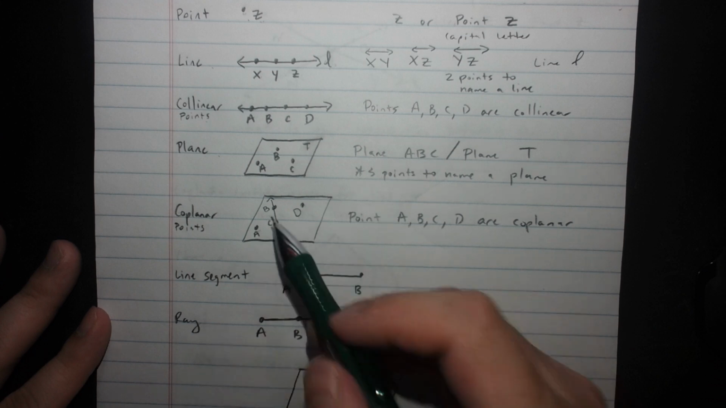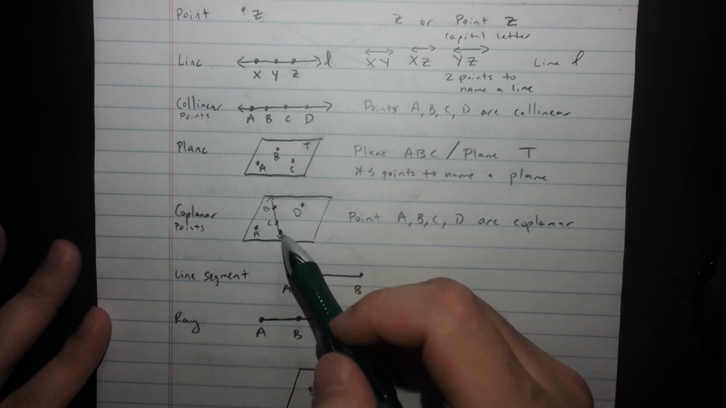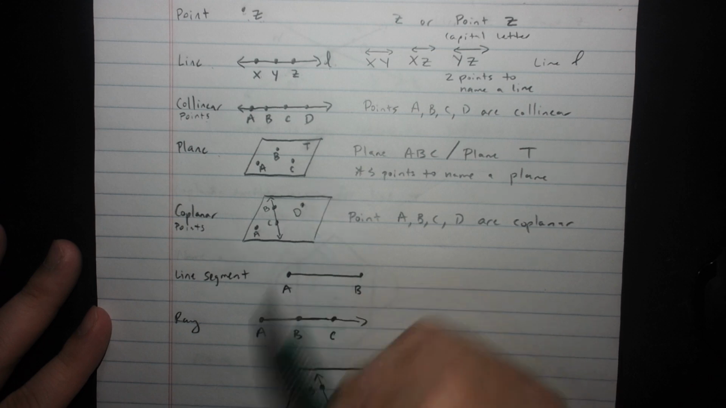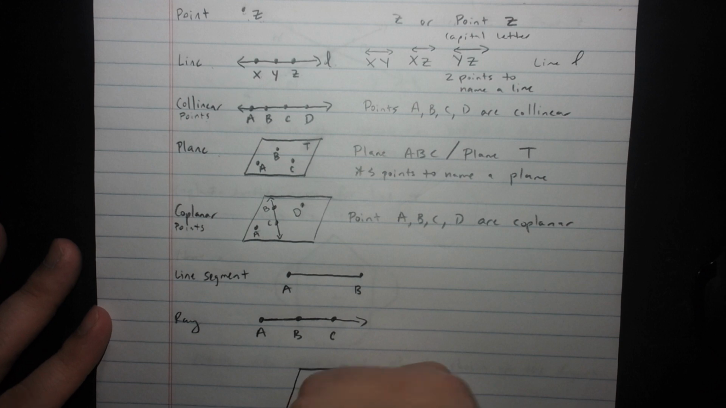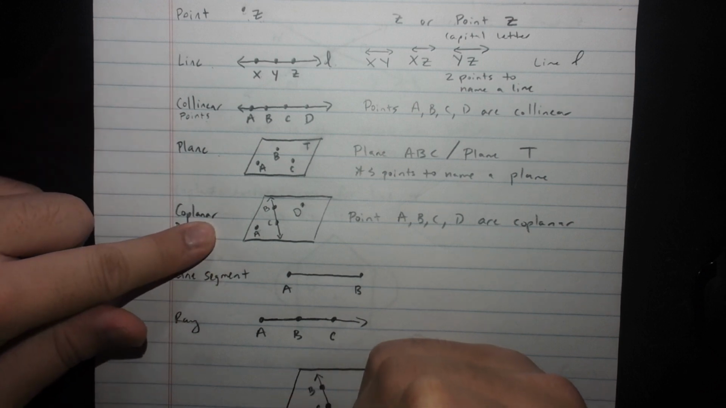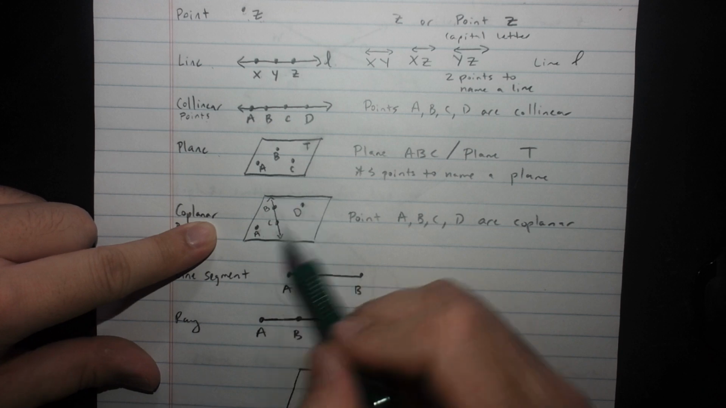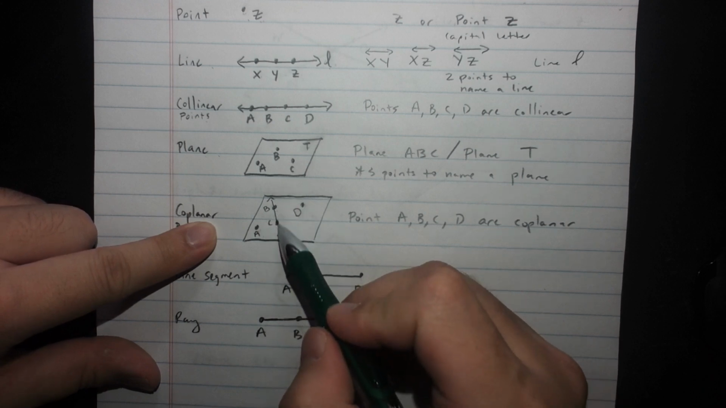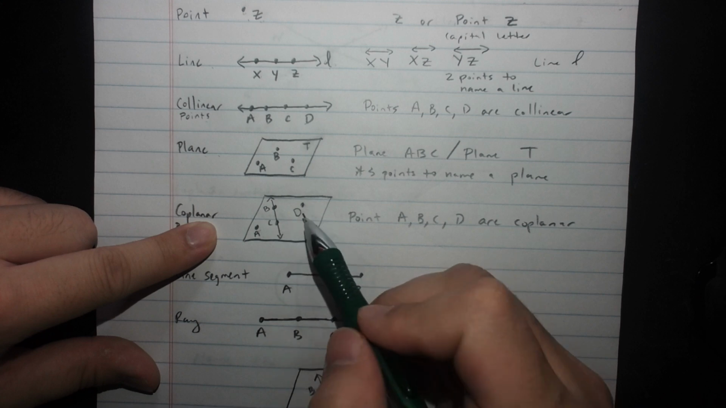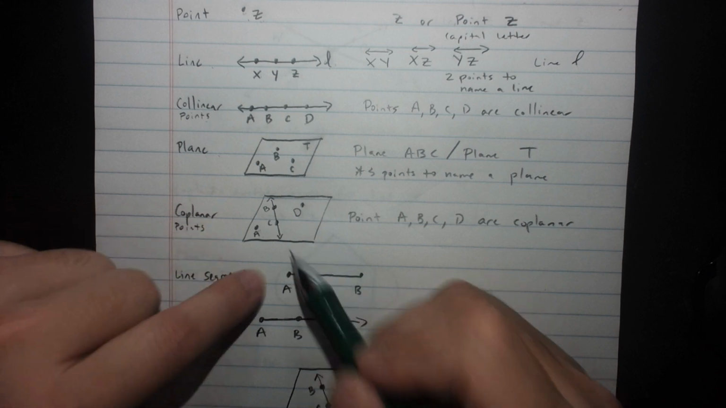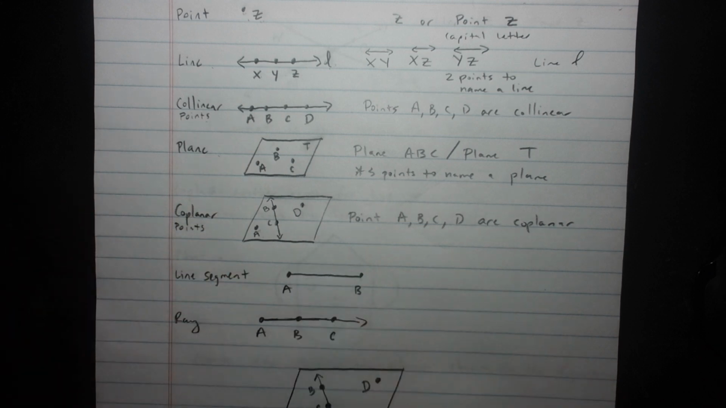And we can also say that this line here, line BC, is coplanar with A and D. So if I remove the word points, coplanar in the context of this line and these points, we can say that line BC is coplanar with points A and D on the same plane. Okay?